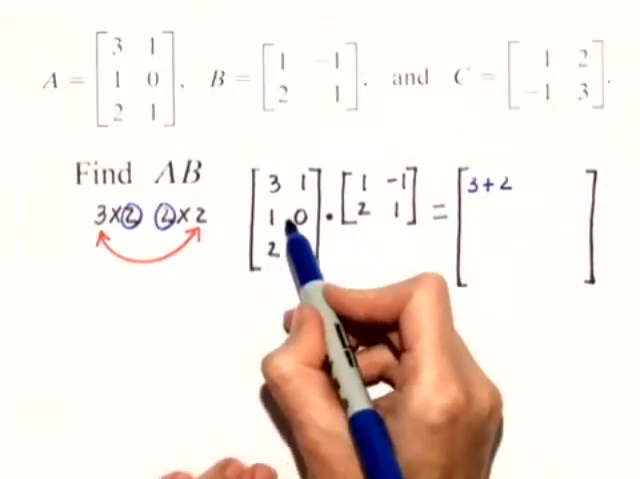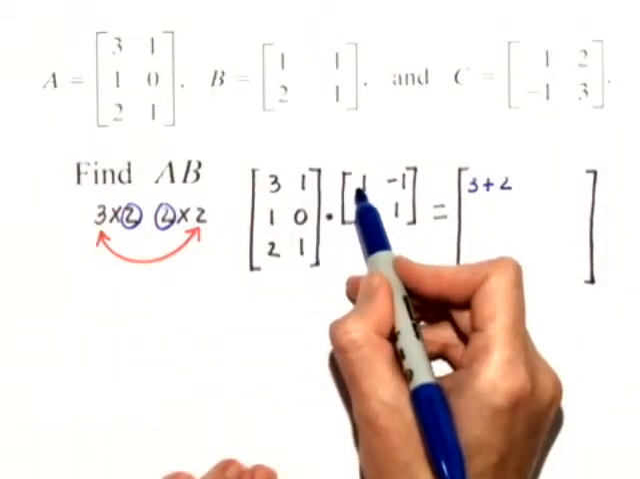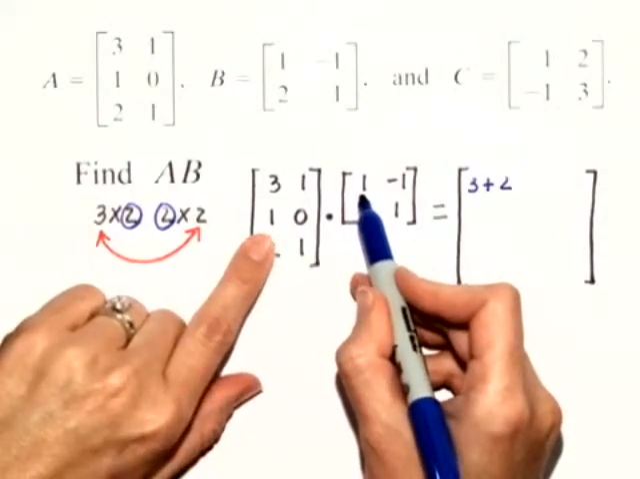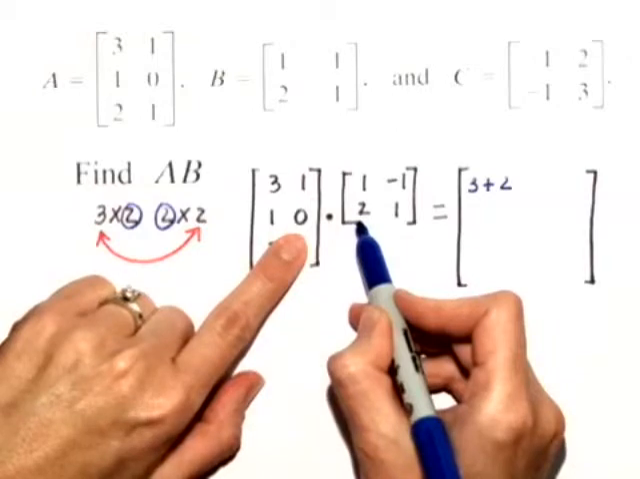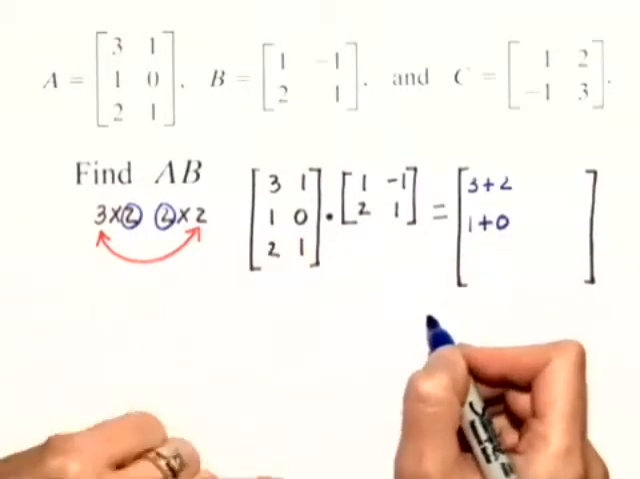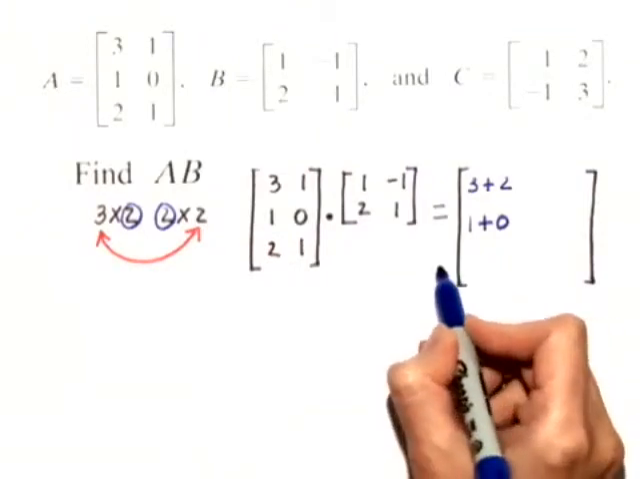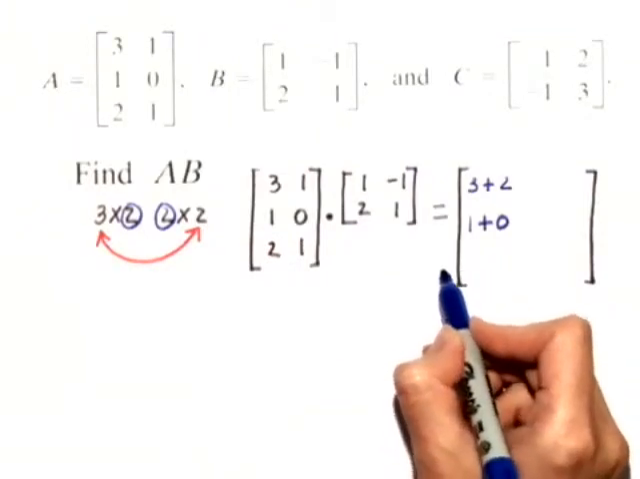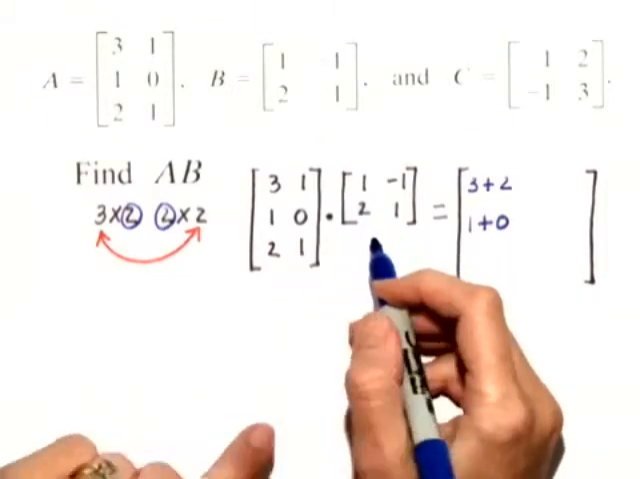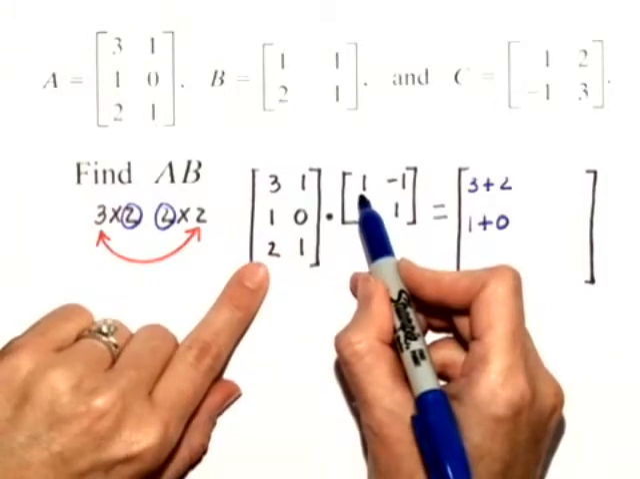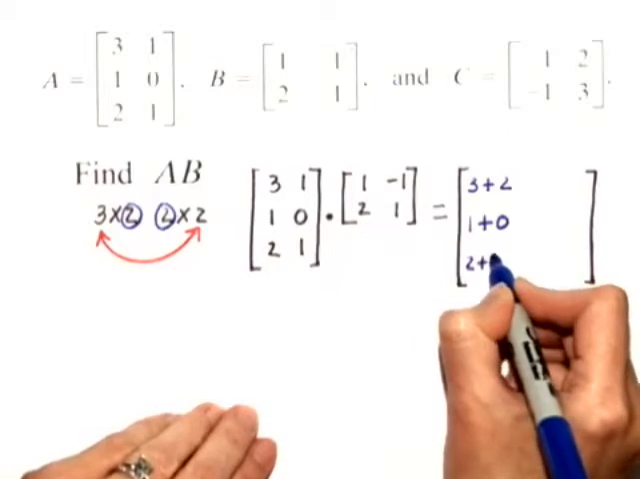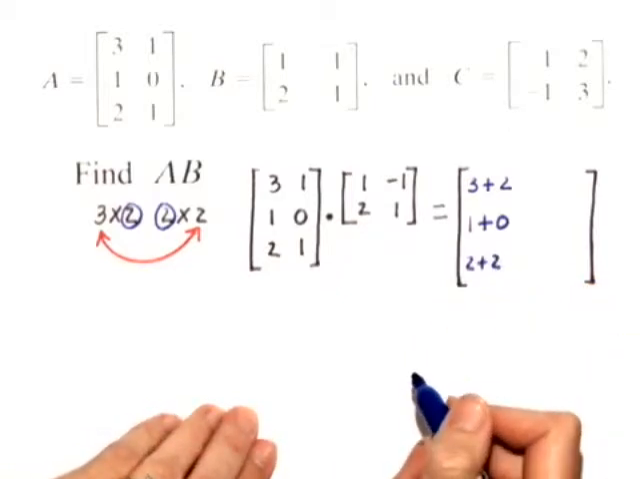Now, for my next entry, it's in row 2, but it's still in column 1. So I will take row 2 of matrix A times column 1 of matrix B. When I do that, I'll have 1 times 1 plus 0 times 2. 1 times 1 is 1 plus 0 times 2 is 0. Finally, I'm in the third row. So I multiply row 3 by column 1. Row 3 times column 1. And here I go. 2 times 1 is 2, plus 1 times 2 is 2. So I have a total of 2 plus 2. I'll simplify that in just a moment.